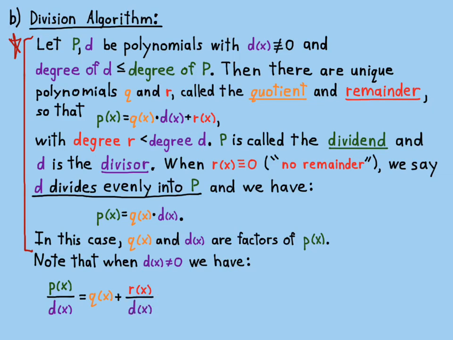So note when d of x is not 0, that is, when there's a value of x where d of x is not 0, for that value of x we could divide each term in this expression by d of x. So we'd have p of x over d of x equals q of x, the d of x's would cancel, plus r of x over d of x, which is what I've done here. And this is the form that you're probably more accustomed to seeing this kind of thing in.